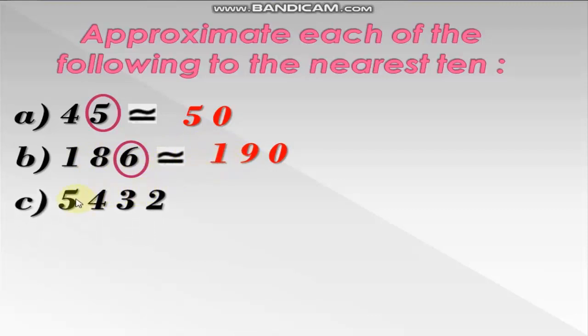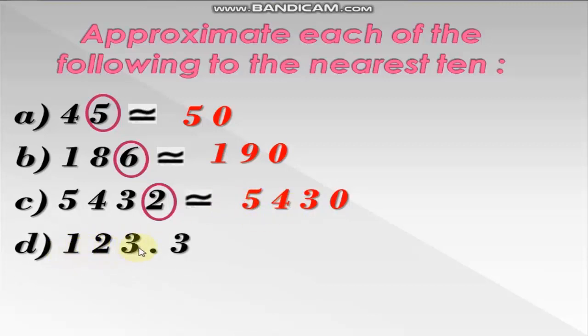Letter C, 5432 approximated to the nearest ten. At first, look at the tenth. The tenth here is number 3. Look at the unit. The unit here is number 2. 2 is less than 5, so we replace 2 by 0 and keep the other digits as they are. So 5432 approximated to the nearest ten is 5430.